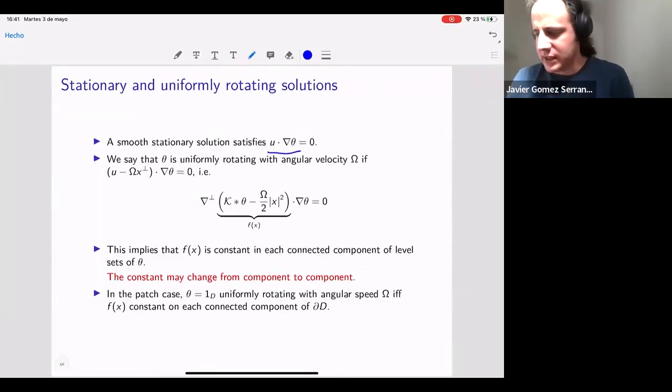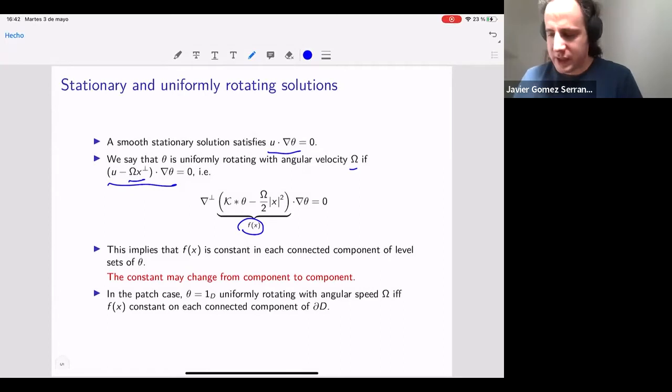And I'm going to say that I have a uniformly rotating solution with some angular velocity, capital omega, if in the rotating frame, the solution is stationary. Okay, so if I subtract the rotation, then I have this equation here, and I can rewrite it in this form. So grad perp of f, this f is going to be important later on, times nabla theta is equal to 0. Okay, and due to this characterization, we can see that for each connected component of a level set of theta, this f has to be constant.